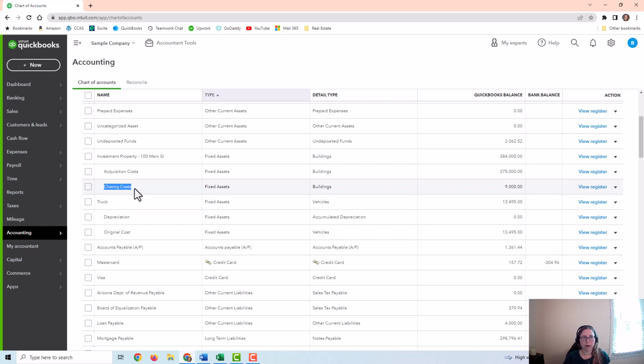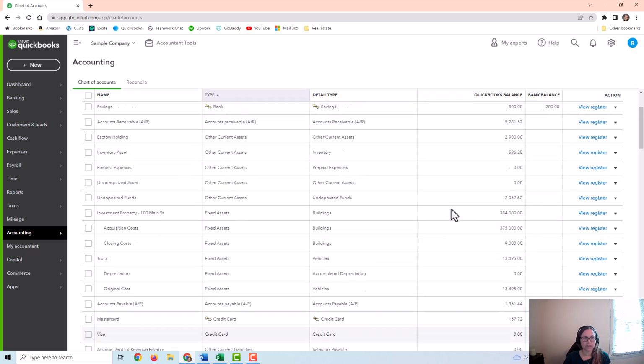And the word capitalize, all that means is you are treating it as an asset and you're going to depreciate the full amount. So you're going to have to know which costs are capitalized and which costs are expensed. I kept it simple in this example, and I will show you that when we get to that.